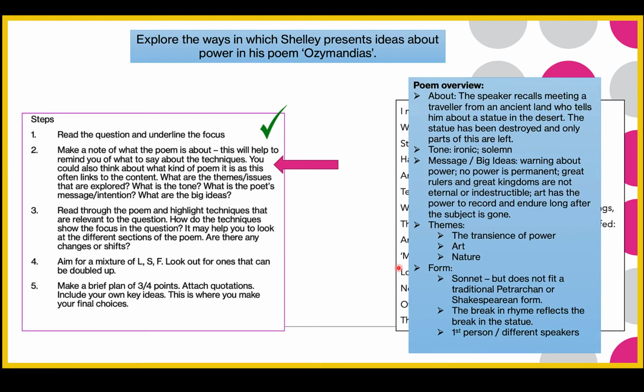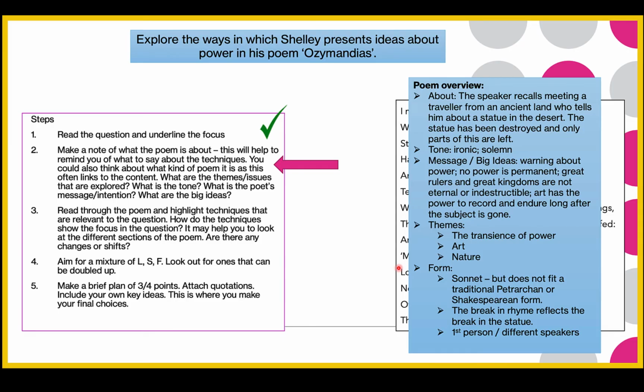So you don't obviously have to write it in full sentences. I've tried to make it so that you will understand my thought process, but for you, you can just make brief notes, bullet points, spider diagrams, however you choose to do it. So I've just organised my notes in terms of what it's about, what the tone is, what the message is, the themes, and anything to do with form.